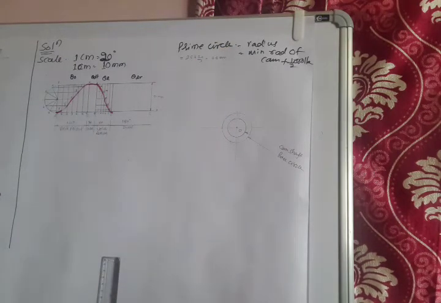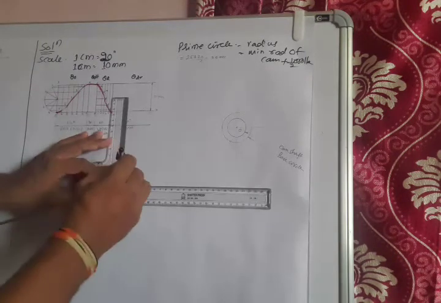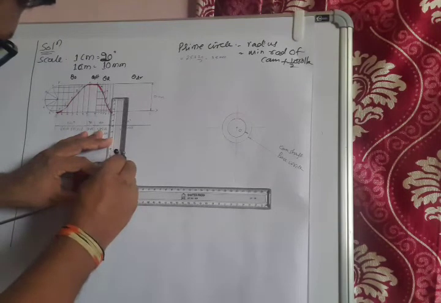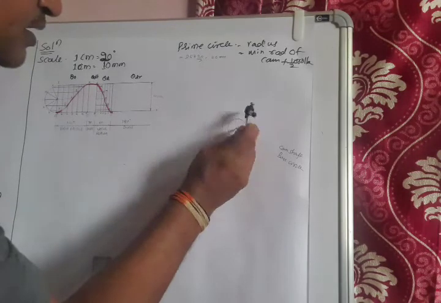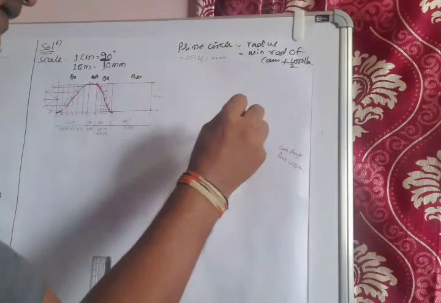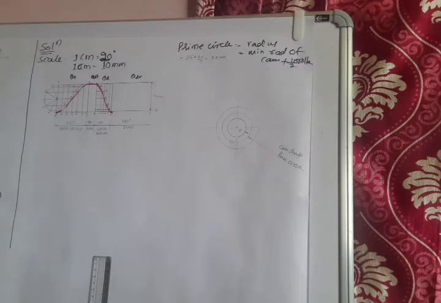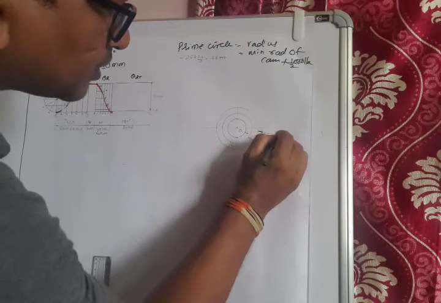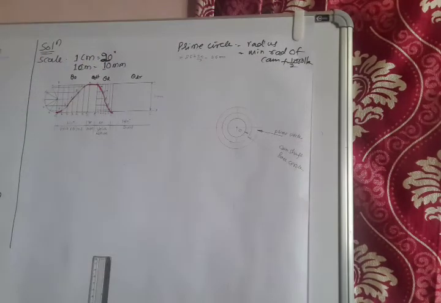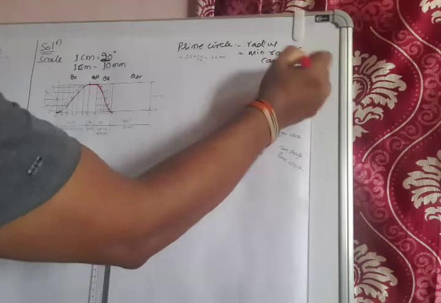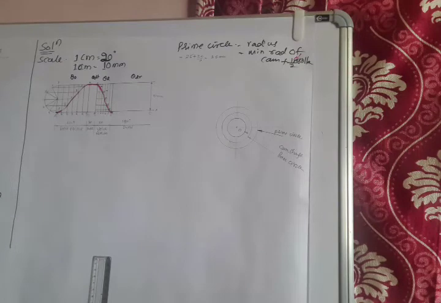Now let us take one more circle of 35 mm radius. Draw the circle here. This is the prime circle. Now you've drawn all three circles. A student asks whether it is half the roller radius. It is half the diameter of the roller. Okay, clear.